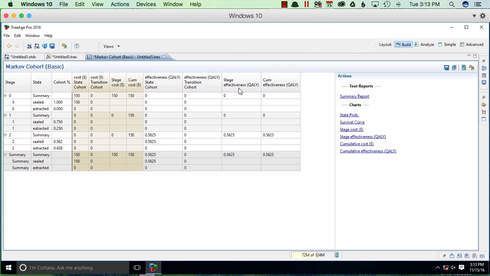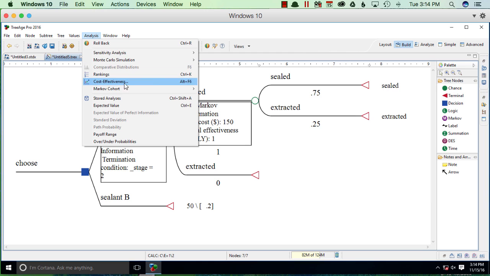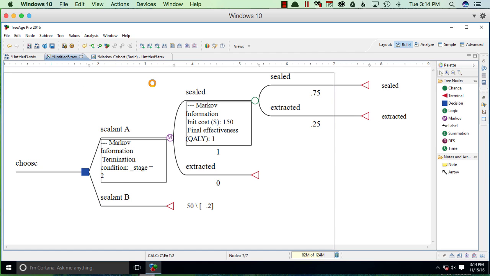And now let's just run the basic Markov report. So this Markov report shows the different stages of the model. This is like in the one where I show you by hand, where it's going through a recursive tree. Stage 0, 100% of them are sealed, 0% of them are extracted. Stage 1, 75% of them are sealed, 25% of them are extracted. Stage 2, less and less of them are sealed, more and more are extracted compared to stage 1. So each stage of the model, less and less are sealed, more and more of them are extracted. At 0.56, the cumulative effectiveness of the Markov model, that's what's going to go into cost effectiveness.